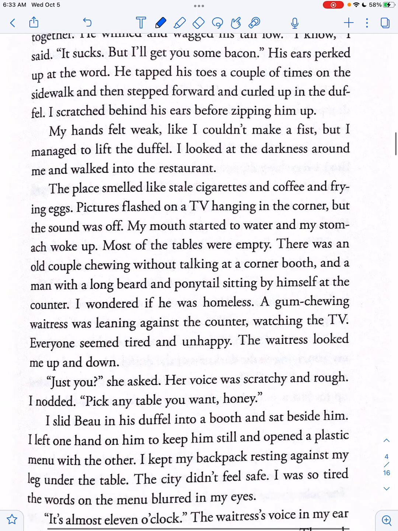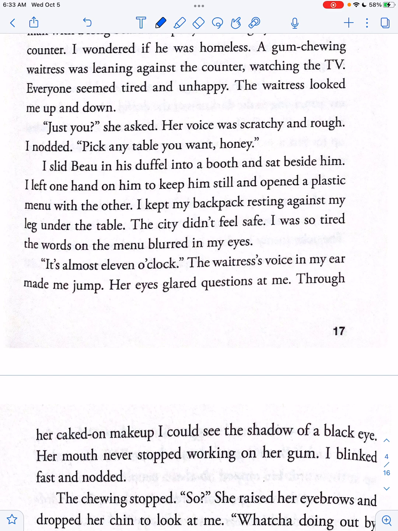The waitress looked me up and down. "Just you?" she asked. Her voice was scratchy and rough. I nodded. "Pick any table you want, honey." I slid Bo and his duffel into a booth and sat beside him. I left one hand on him and kept him still and opened a plastic menu with the other. I kept my backpack resting against my leg under the table. The city didn't feel safe. I was so tired the words on the menu blurred in my eyes.